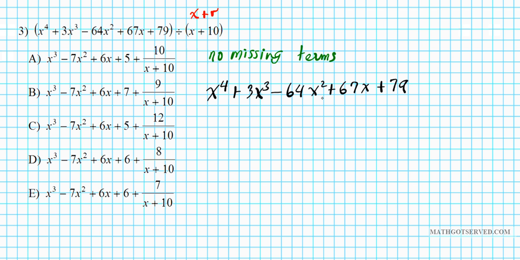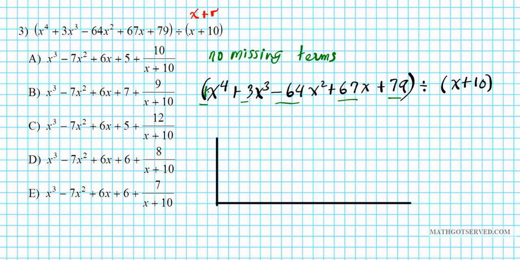What I'm going to do is extract all the coefficients of each term. Now the first term has no number, so we put in the invisible number 1. That will be the first coefficient to be extracted. So we have 1, 3, negative 64, 67, and 79. Let's create our synthetic division bars. It's like an upside down division bar. And then we're going to place our coefficients inside: 1, 3, negative 64, 67, and 79.